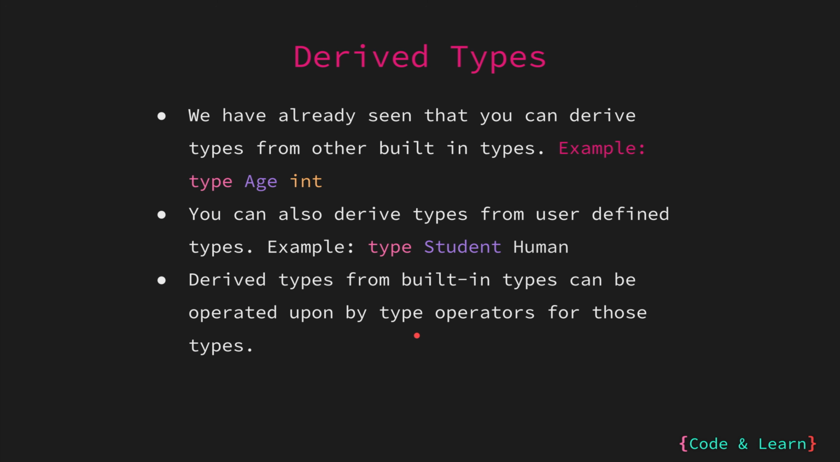Please note that the new types that are derived from the built-in types, like age, can be used with operators that apply to that built-in type. For example, we can use addition with the age type. Let's have a look at a code example.